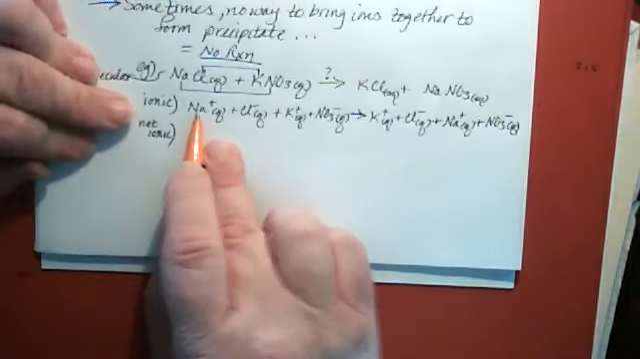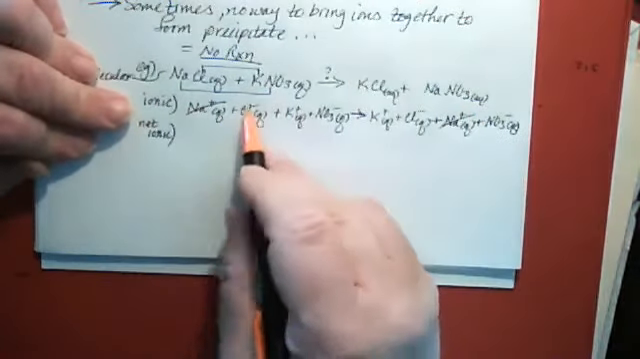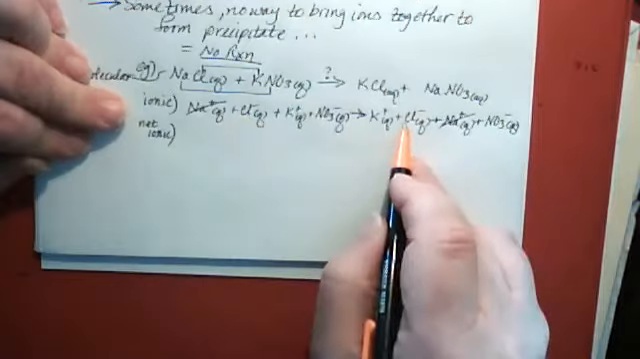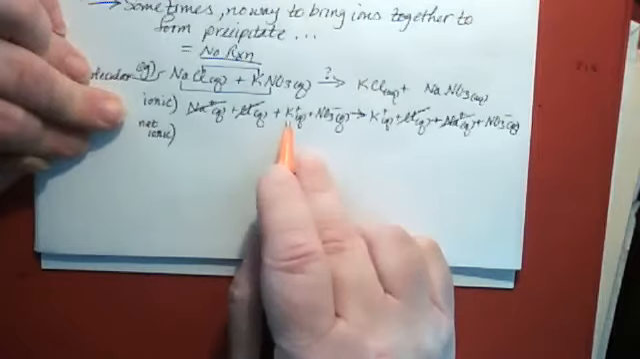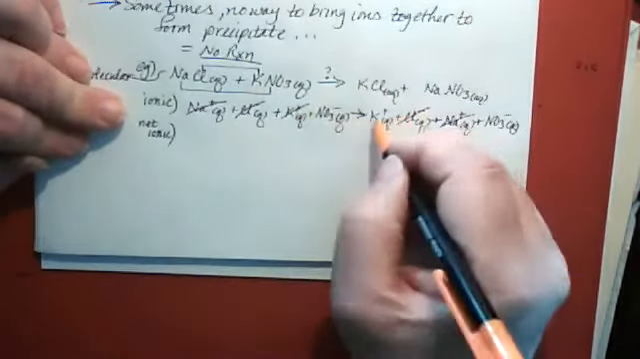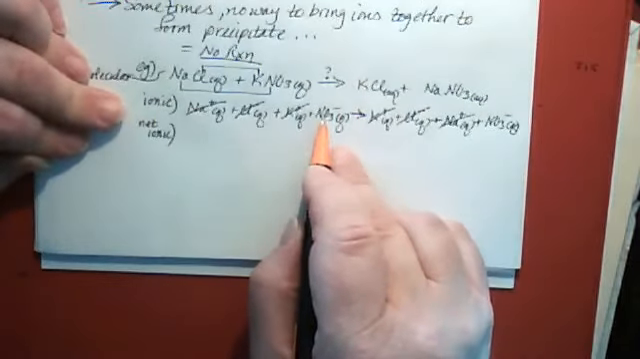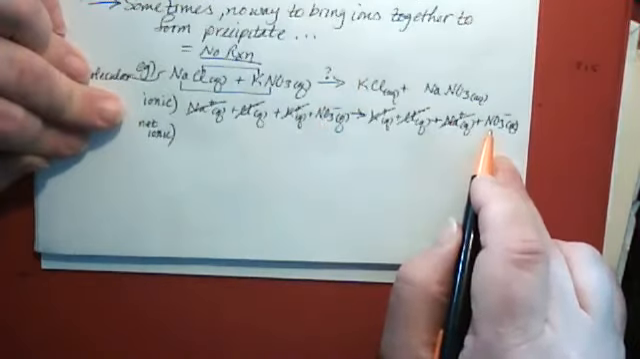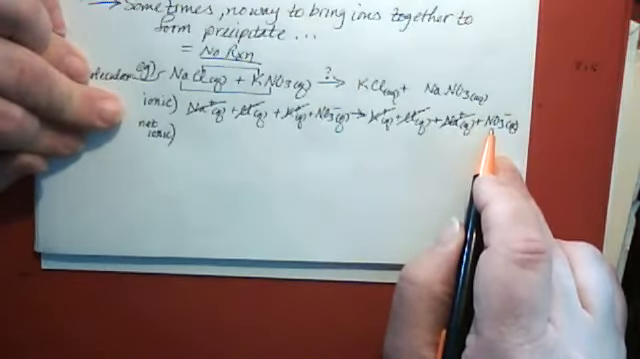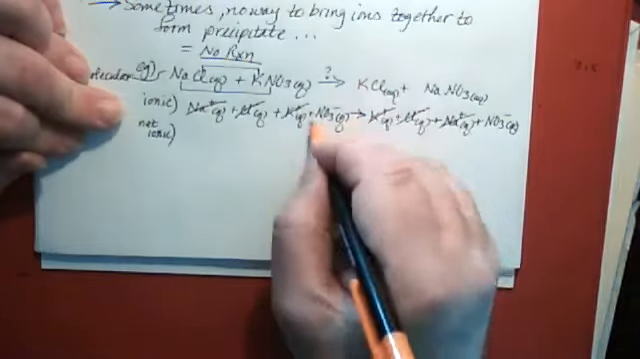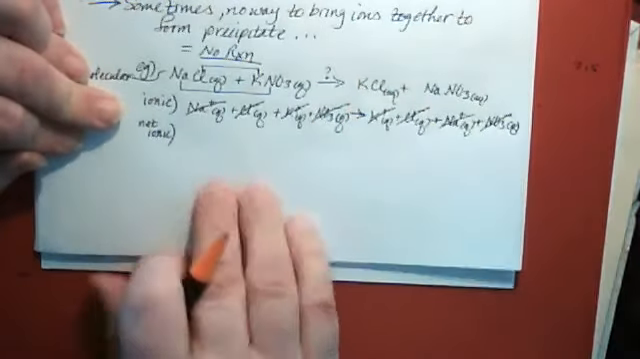Well, the Na+ ion comes out as an Na+ ion. That's a spectator ion. The Cl- ion comes out as one Cl- ion. That's also a spectator ion. The K+ ion comes out as a K+ ion. That's a spectator ion. That can go. Can you see what's happening here? The NO3- ion comes out exactly the same as it went in, as one NO3- ion. So that goes. They're all spectator ions.